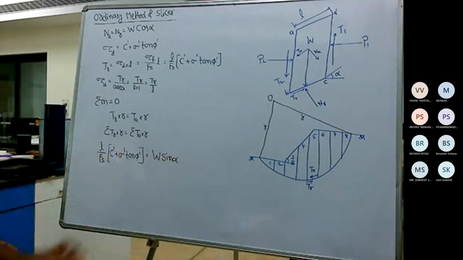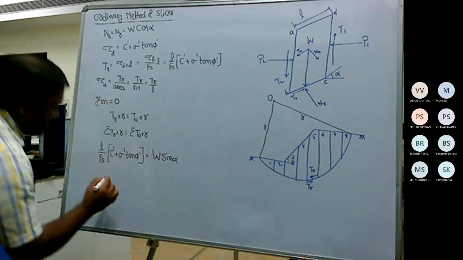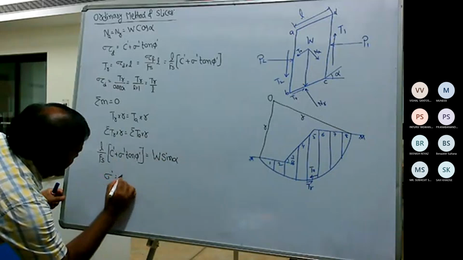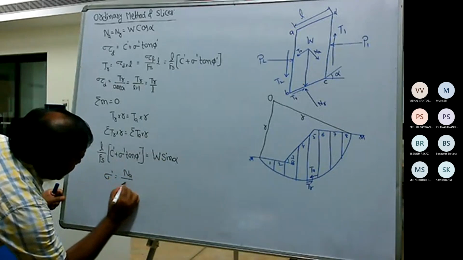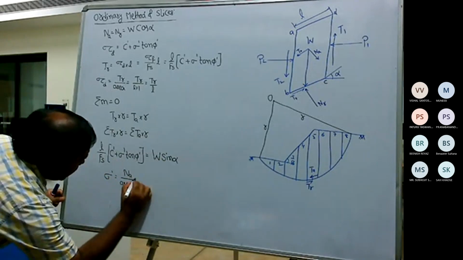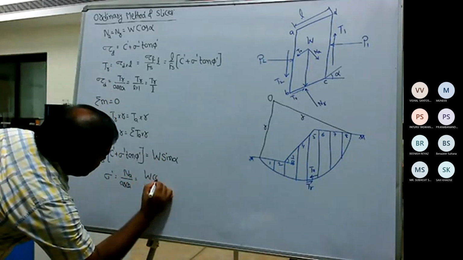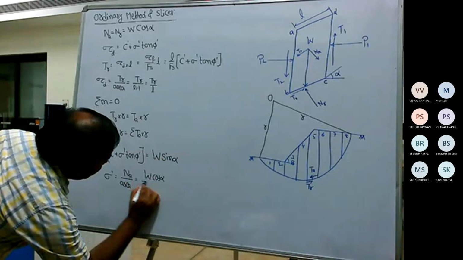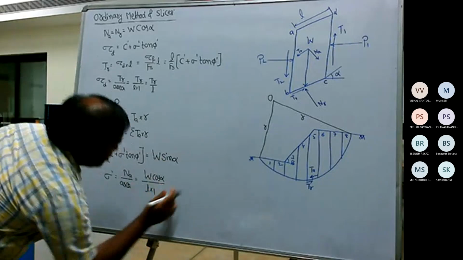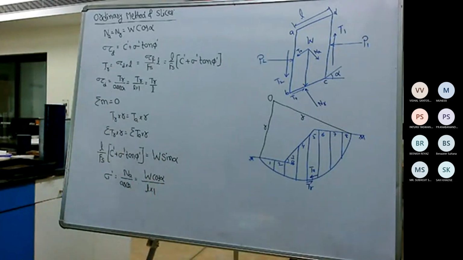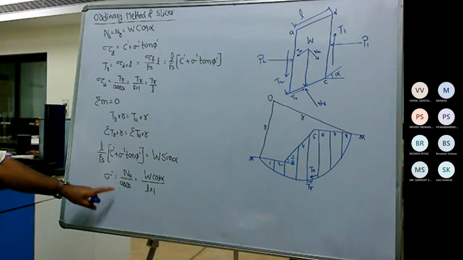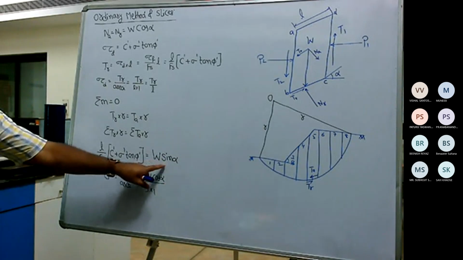Okay, so this is a simple equation. Now the unknown here is sigma, which you can determine. Your sigma is nothing but NA divided by area. Your NA is nothing but W cos alpha, divided by L into 1. Now I know W, so I know this term.